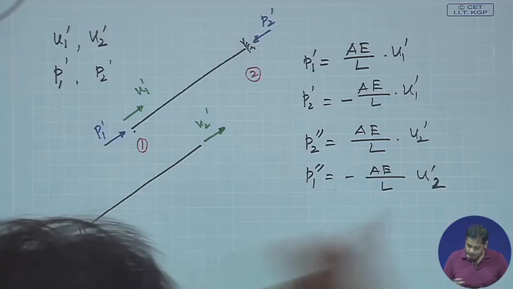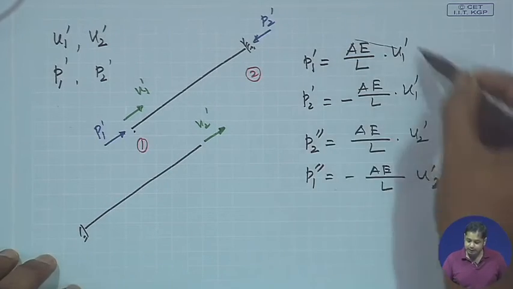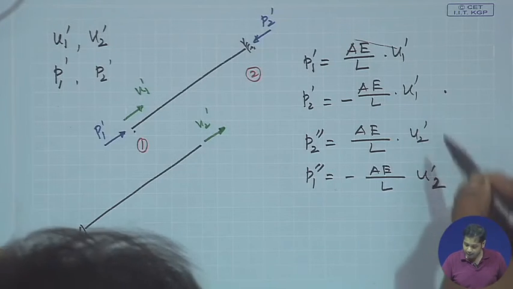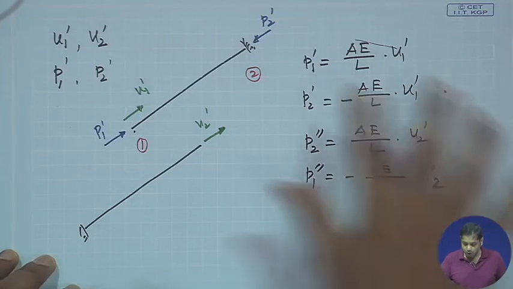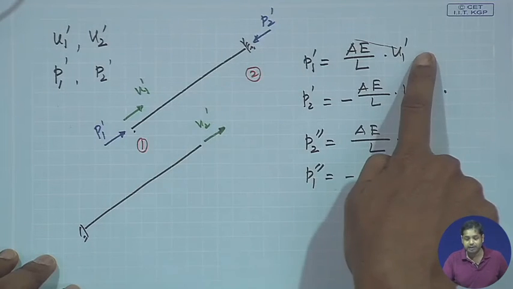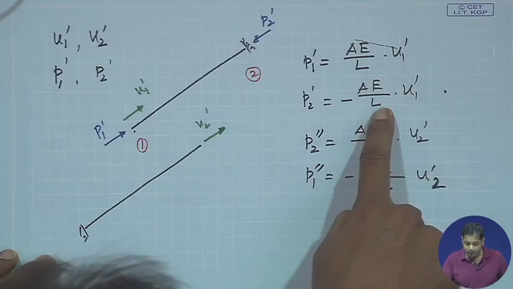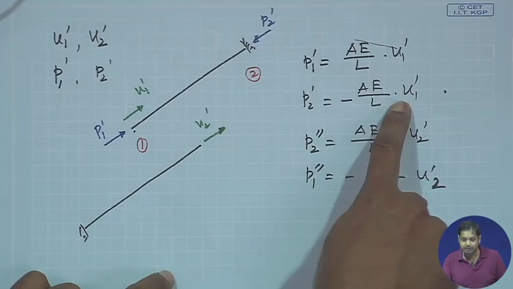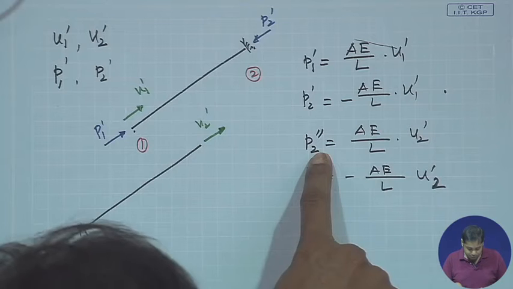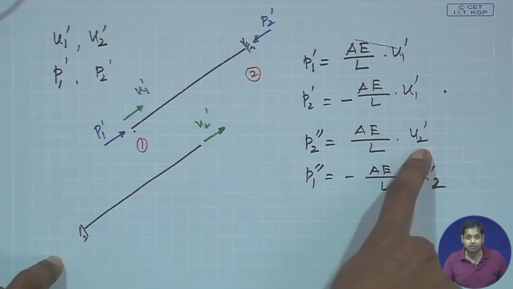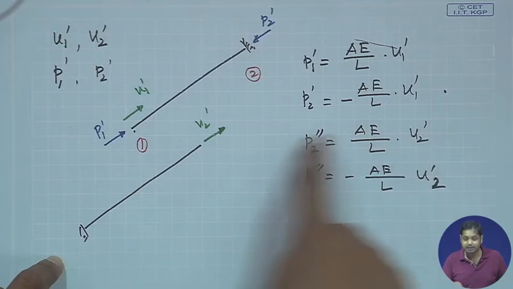Okay. So now this is due to the displacement at 1, and this is due to displacement at 2. So this is the force P1 dash applying and corresponding displacement at U1 dash, and then on the other hand your reaction will be minus P1 dash, which is equal to this. Now in this case P2 double dash force is applying, corresponding displacement is U2 dash, and the relation is this.